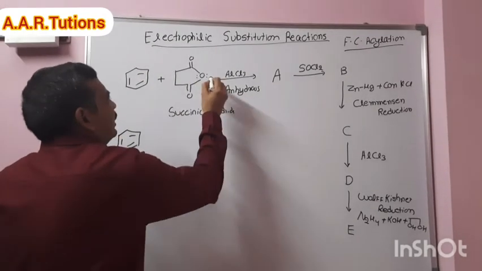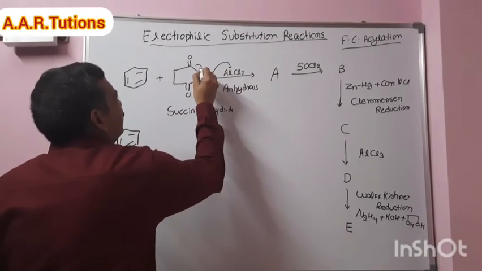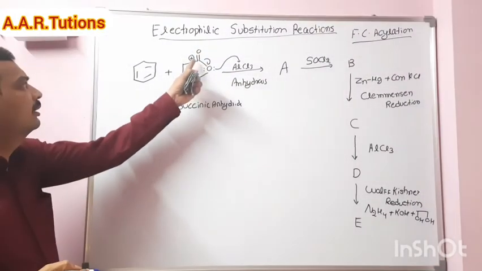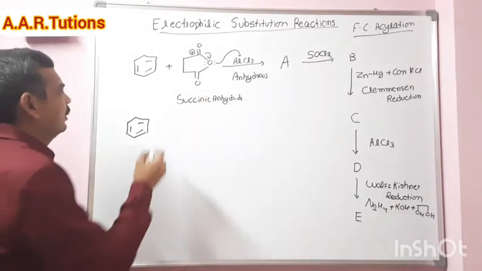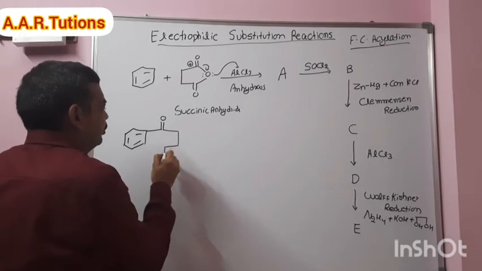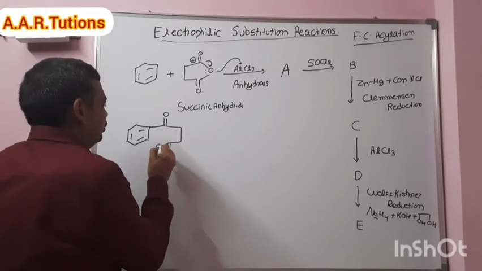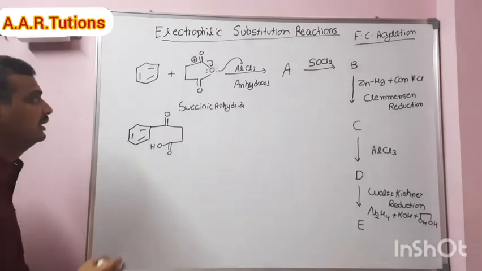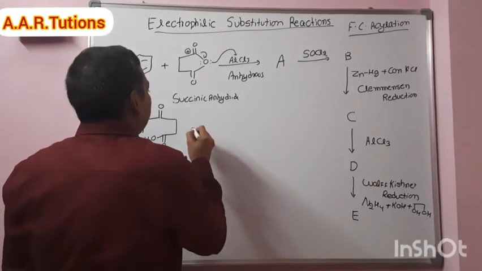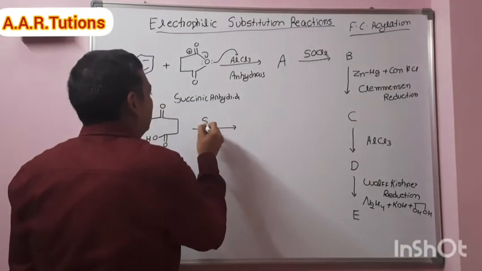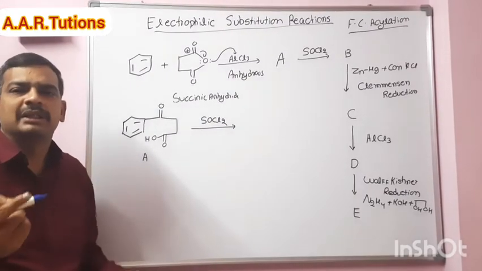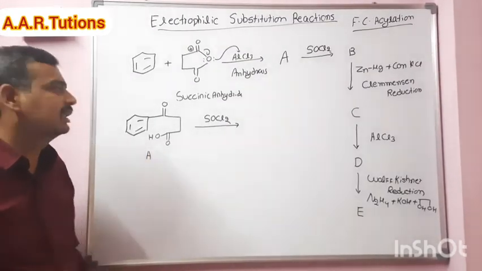Now, step 1. Already we wrote the mechanism: it forms a complex, then electrons shift, and the acylium ion forms and attacks here. The product obtained is CO, CH2, CH2, COOH. This is a Friedel-Crafts acylation. Then this reacts with thionyl chloride, and in thionyl chloride the acid gets converted into acid chloride.